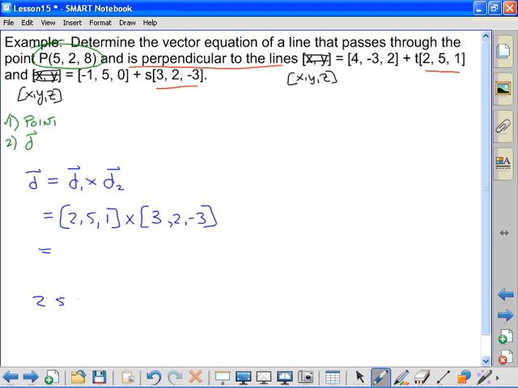So 2, 5, 1, 2, 5, 1, 3, 2, negative 3, 3, 2, negative 3. Cross that and that out. So I would have negative 15 take away 2 is negative 17. I would have 3 plus 6 should be a 9, and 4 take away 15 should be negative 11. So there's my direction vector. So now I have a direction vector for my new line. They want the vector equation.